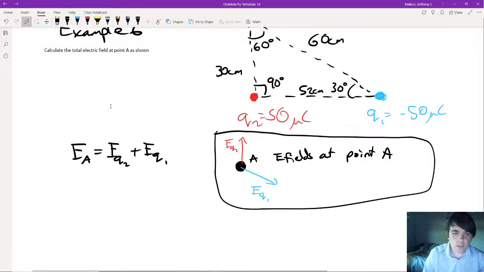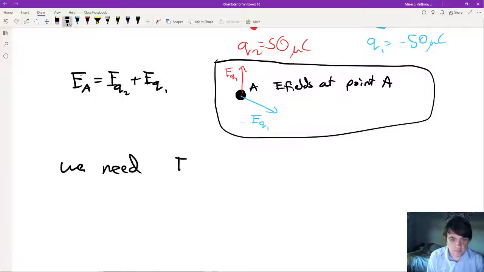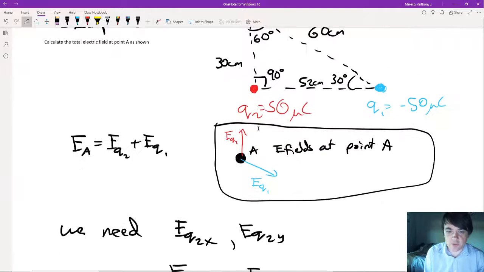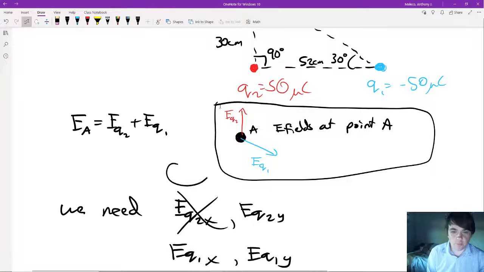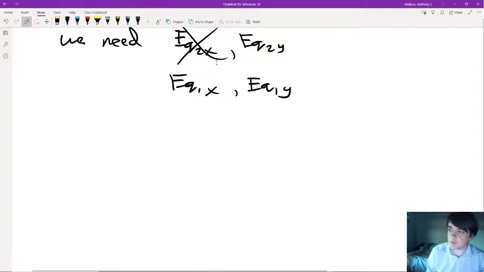And so we need to get those guys known, okay? So we need EQ2x, EQ2y, EQ1x, EQ1y. Sorry, it's a mouthful. Okay. EQ1 has both of them because they're diagonal. EQ2 doesn't have an x, so this guy will be 0 because it's only got a y component. So let's go ahead and figure this out.